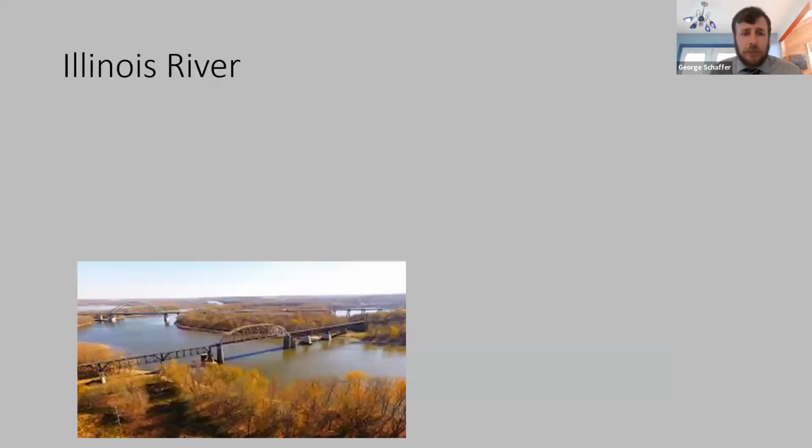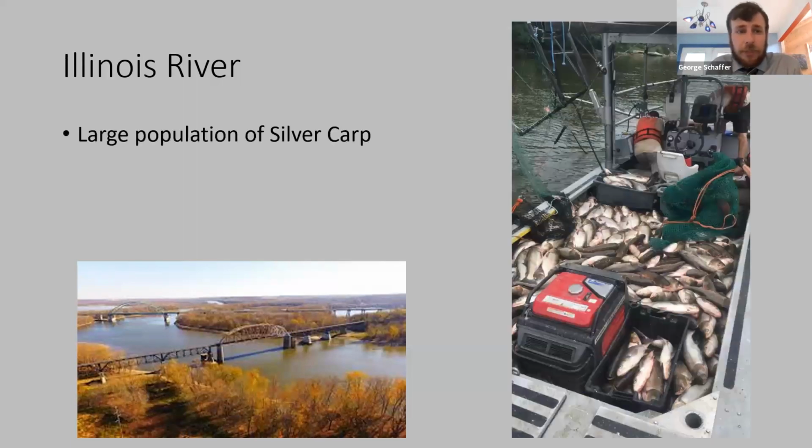So the Illinois River is a river that is invaded by silver carp, and it's an important river for the invasion front for a variety of reasons. The Illinois River has a very large population of silver carp present within it, but it also has a series of hydrological connections that make it important.